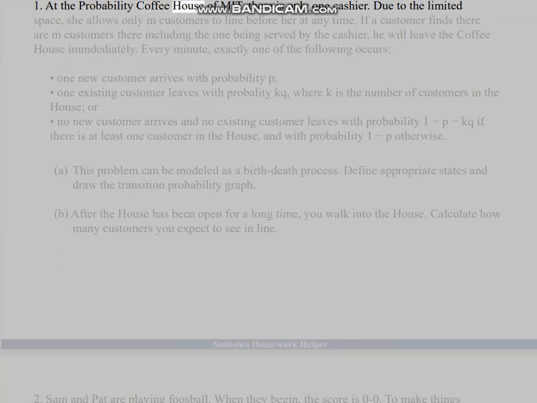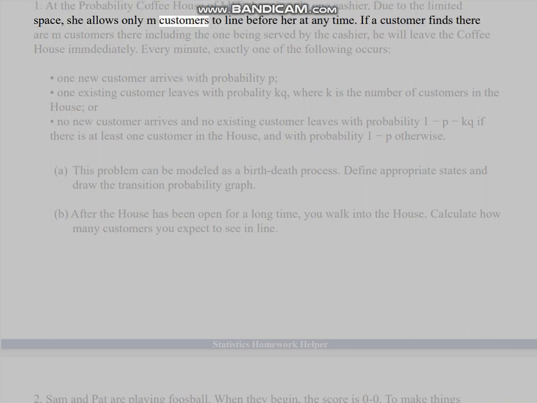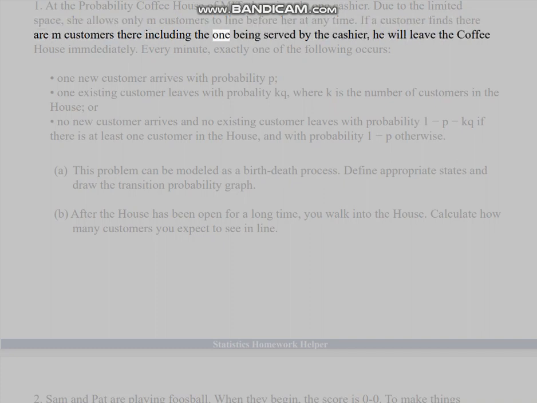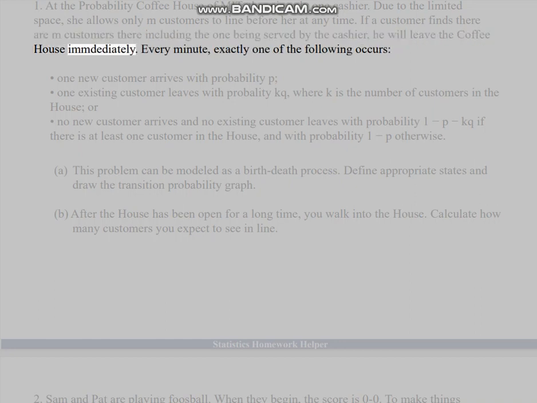1. At the Probability Coffee House of MIT, there is only one cashier. Due to the limited space, she allows only M customers to line before her at any time. If a customer finds there are M customers there, including the one being served by the cashier, he will leave the coffee house immediately. Every minute, exactly one of the following occurs.